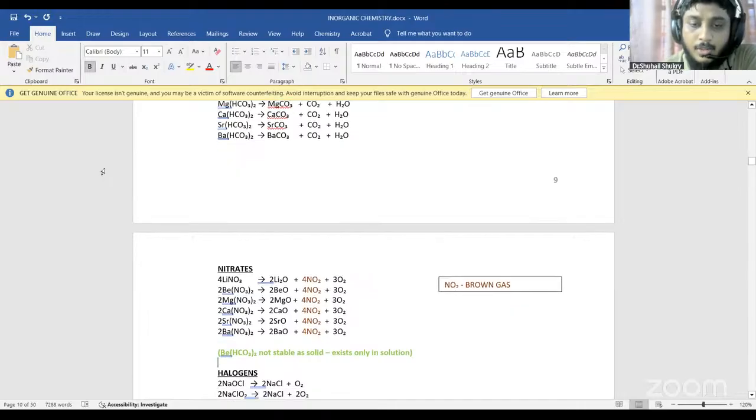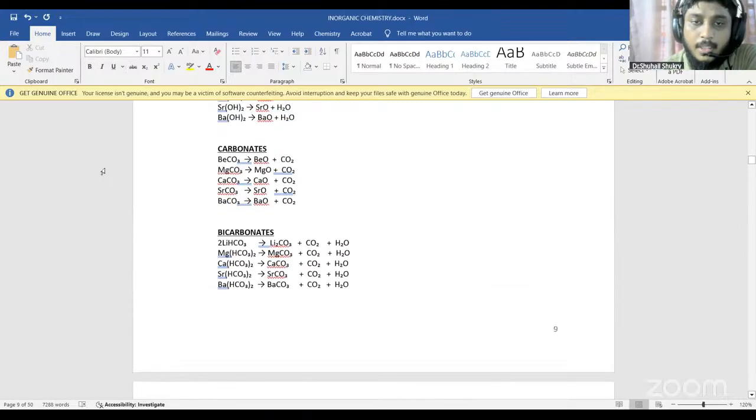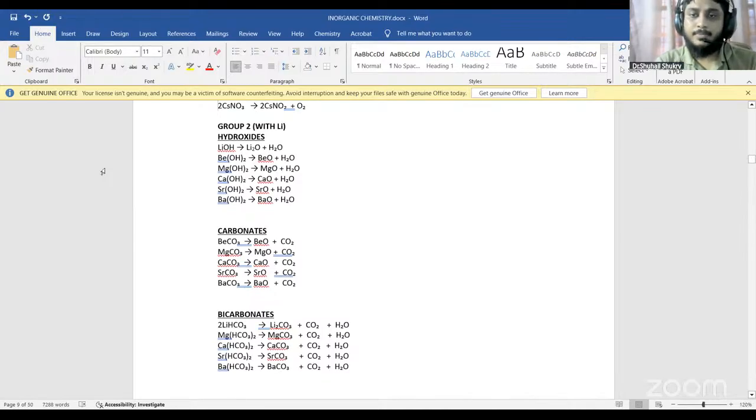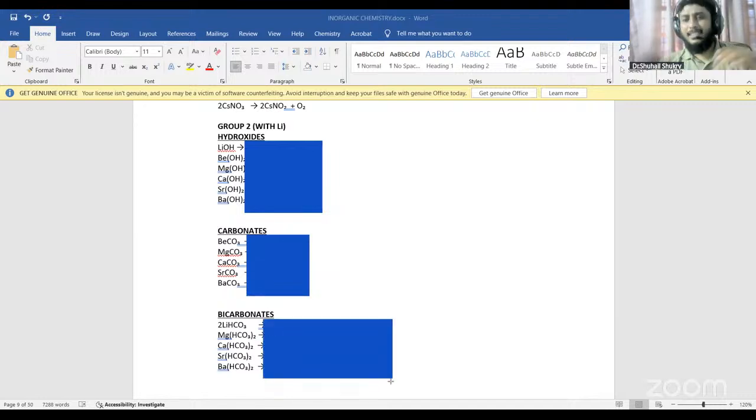Right, so now what you have to do: when you heat, try to write what will happen. When you heat the hydroxide, what will happen? When you heat the carbonate, what will happen? When you heat the bicarbonates, what will happen? These are all the same pattern, so you can at least understand and write this. Okay, come on.